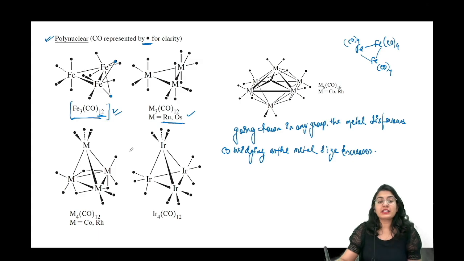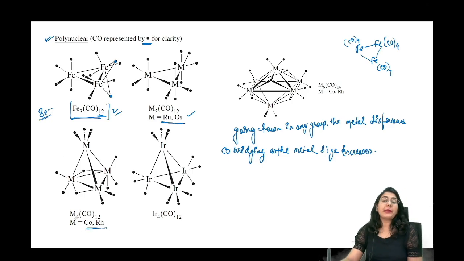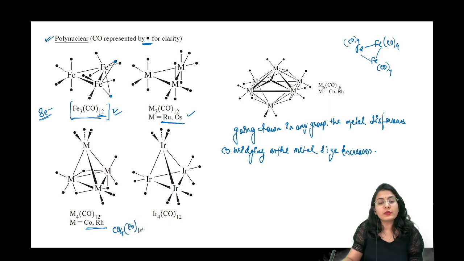Okay, now we move ahead. When we see these examples, what are these? These are 9 electron species. Iron, ruthenium and osmium were all 8 electron species. We go ahead with the 9 electron species, and we are taking M4, that is a tetranuclear cluster. So M4(CO)12, you have seen this example, Co4(CO)12.